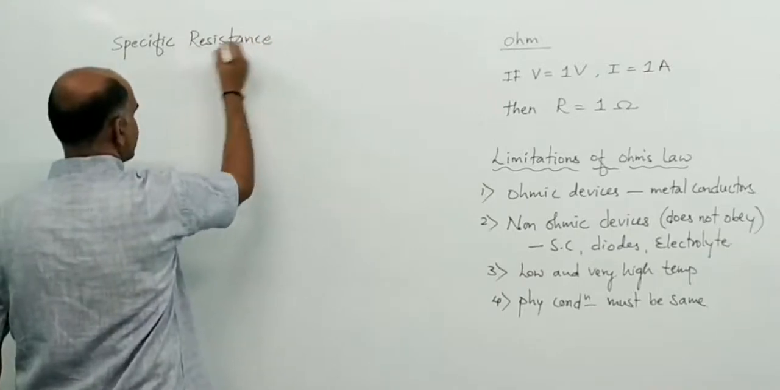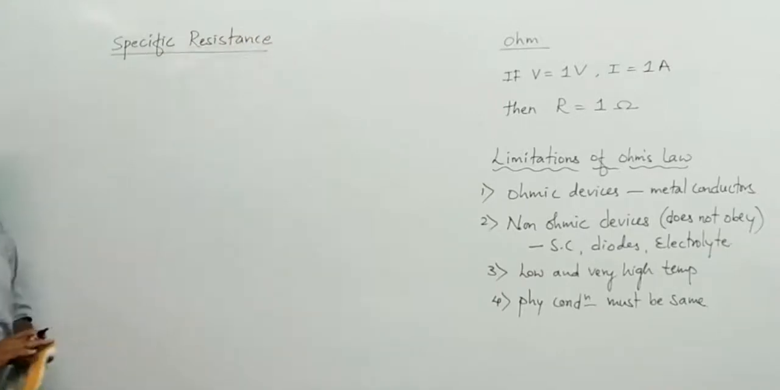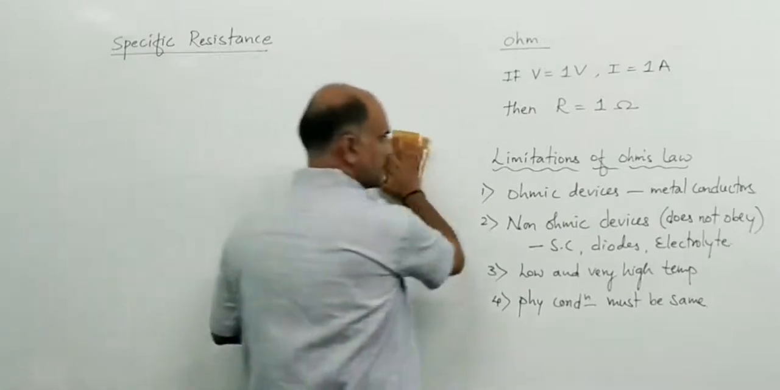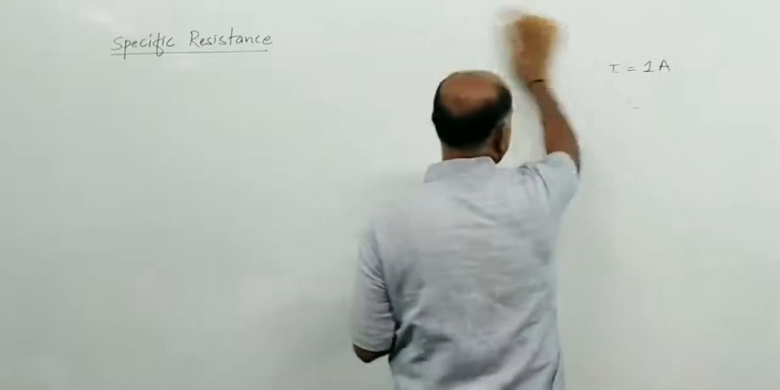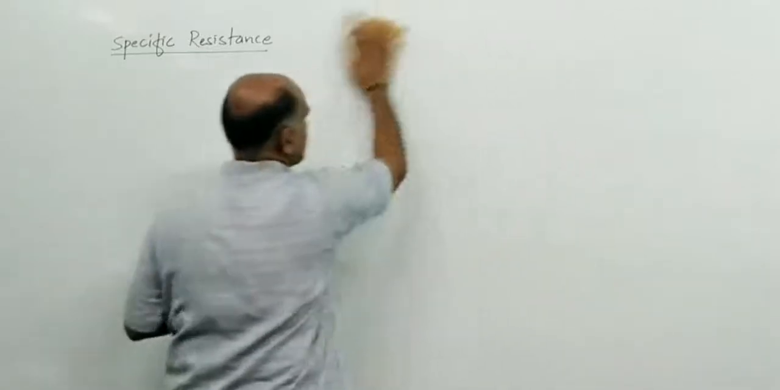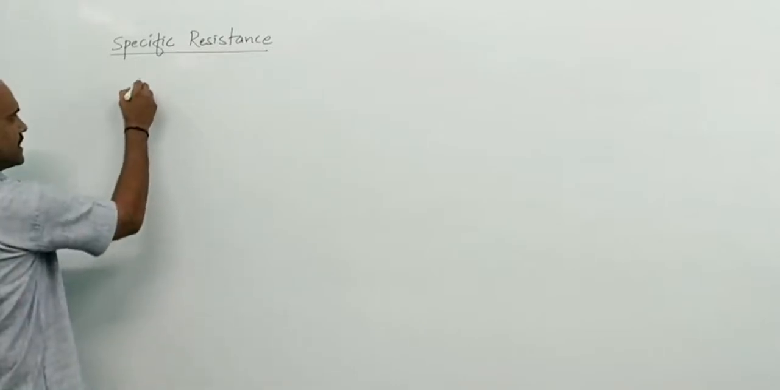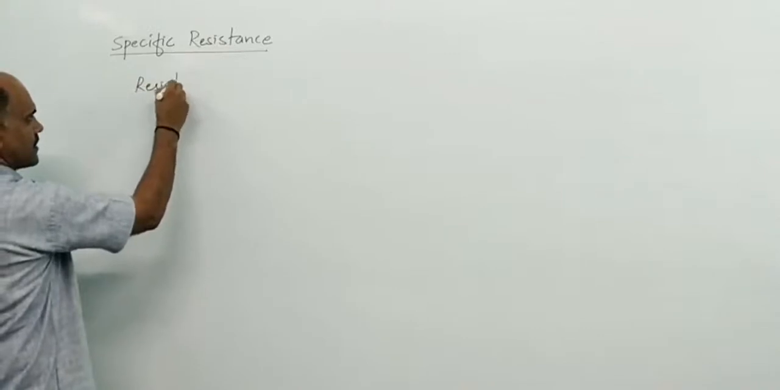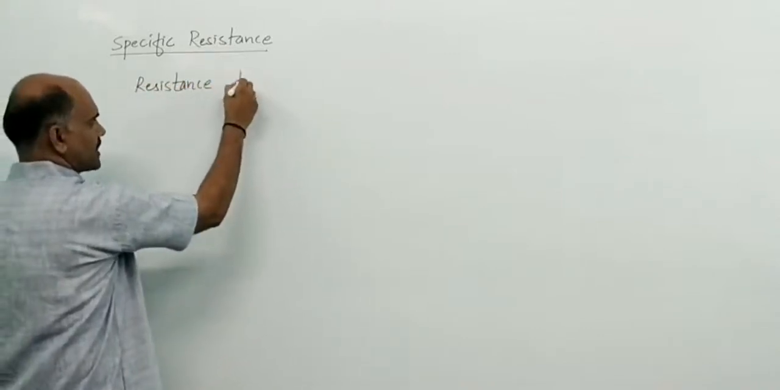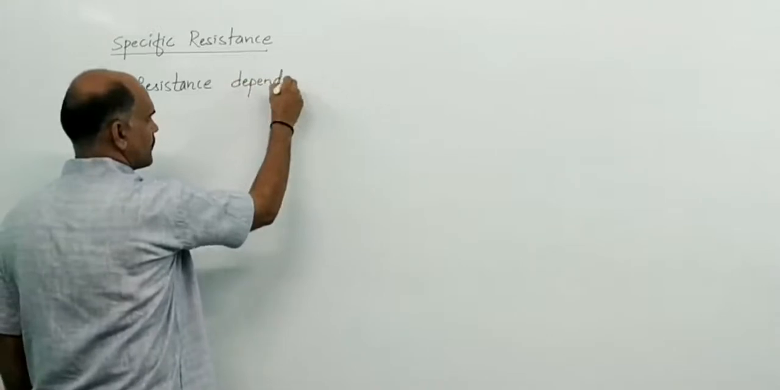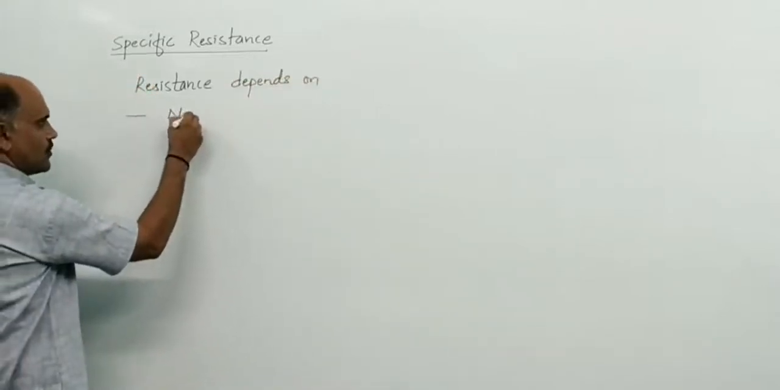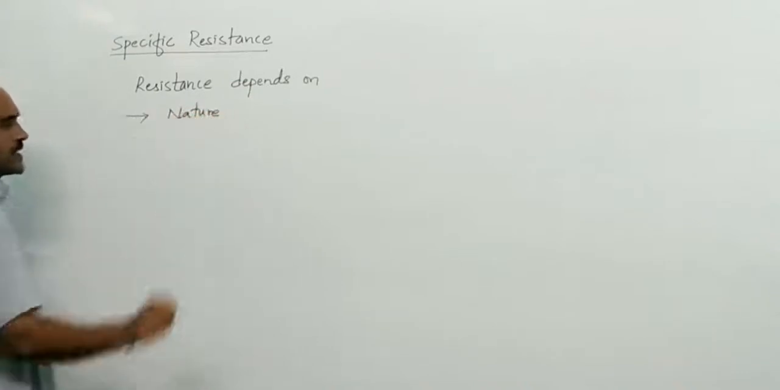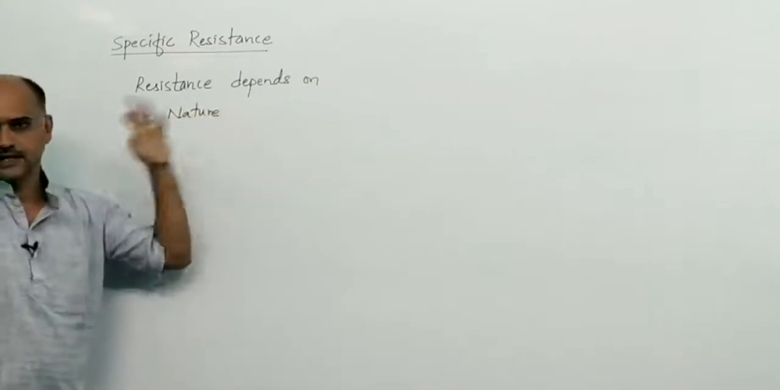Or we call it resistivity. Now, the resistance of a conductor mainly depends on three factors. Any conductor, its resistance depends mainly on three factors. First one is the nature of the material. It depends upon the nature of the conductor.